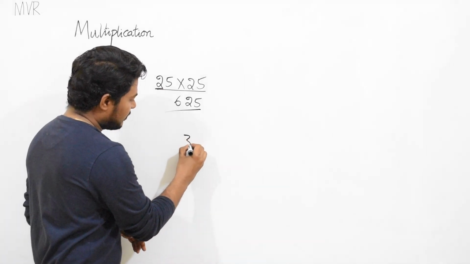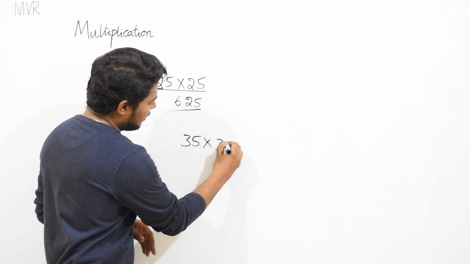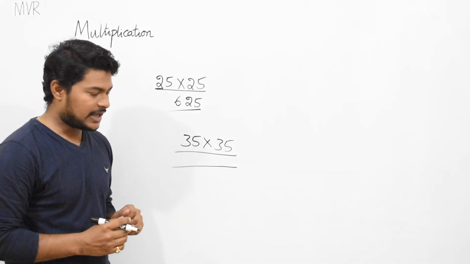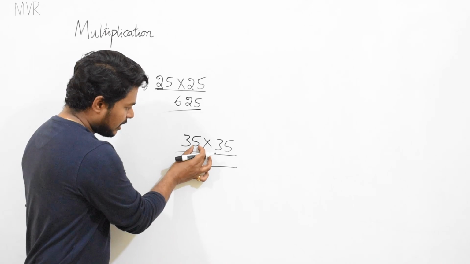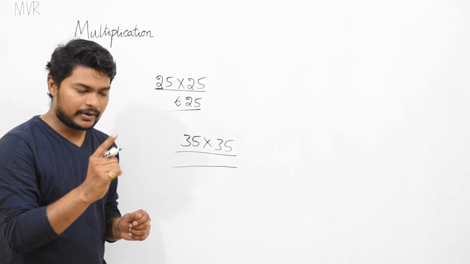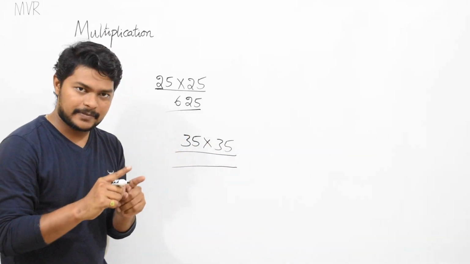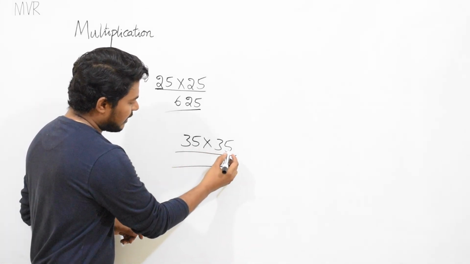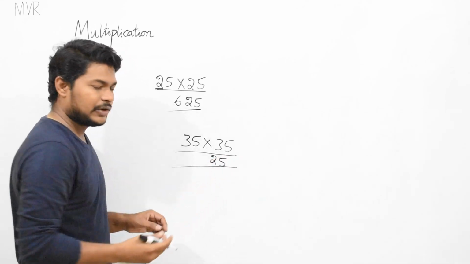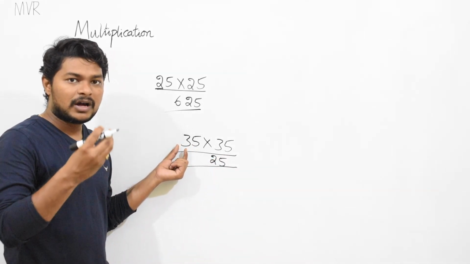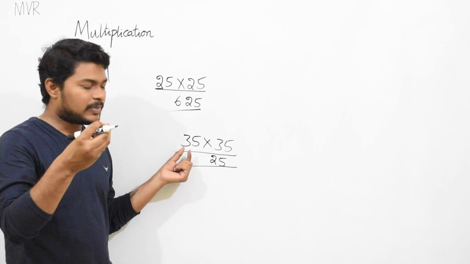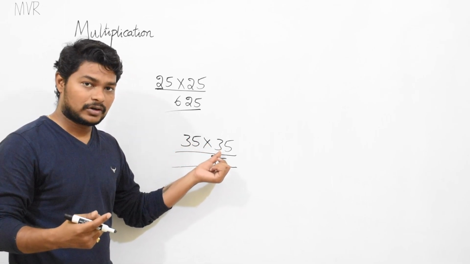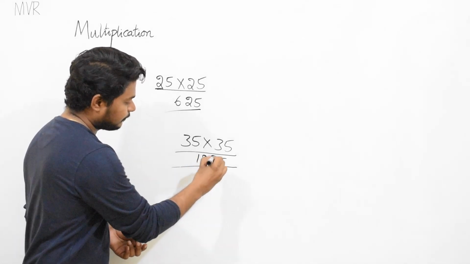If you take another example, 35 into 35. So this is the number which we need to multiply. If we observe it, the units place value is 5, and the tens place value is the same. In that scenario, we need to write 5 into 5 as 25, and we need to take the tens place value and multiply it with the tens place value plus 1, which means 3 into 4, that is 12.